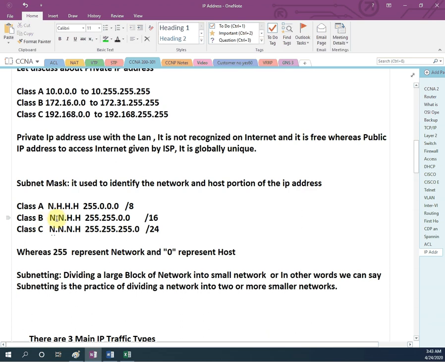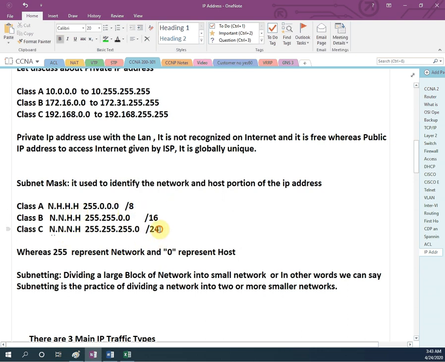Same thing for B: we have two network parts and two host parts, that is 255.255.0.0, or we can write this subnet mask as /16. And for C, we have three network parts and one host part, that is 255.255.255.0, and we can write this as /24. N is nothing but 255 and H we represent with 0. So 255 represents network and 0 represents host. This is the basic, this is what we get by default.